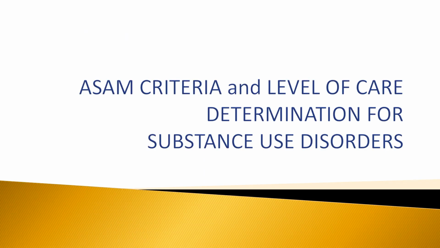Okay, now let's talk a little bit about the ASAM criteria and level of care. ASAM stands for American Society of Addiction Medicine, and the levels of care generally, level 1 and level 2 is outpatient treatment. Level 3 is residential treatment, and level 4 is medical or hospital. So the higher the level of care, the more intensive or restrictive is that level of care. The top level is level 4.